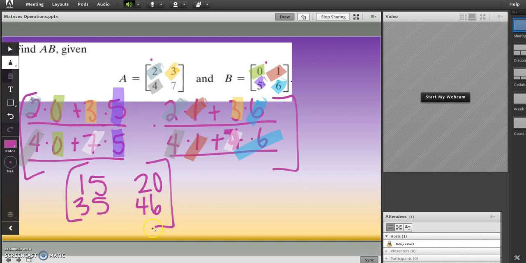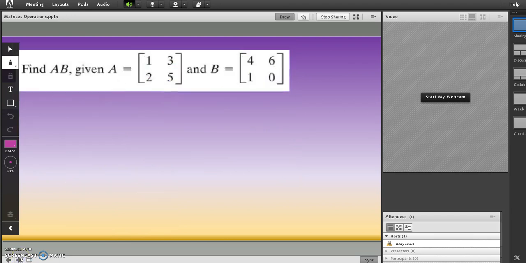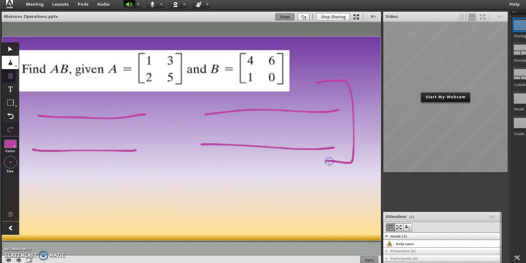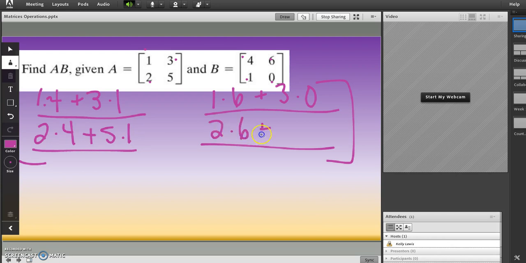Perfect. All right, let's do another one. Okay, so I'll do spots for my work. I will simplify later. I'm going to do 1 and 3 times that column. 1 times 4 plus 3 times 1, 1 times 6 plus 3 times 0. Then I'm going to do this row. 2 times 4 plus 5 times 1, 2 times 6 plus 5 times 0.